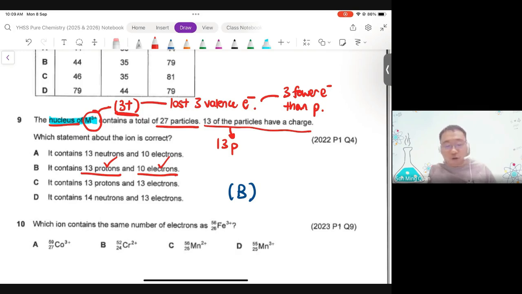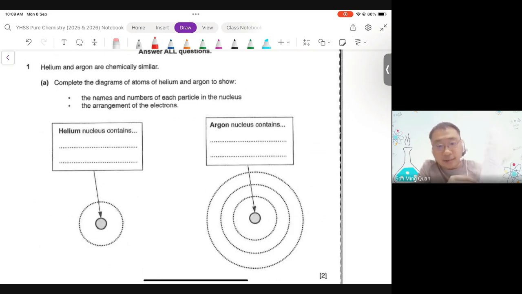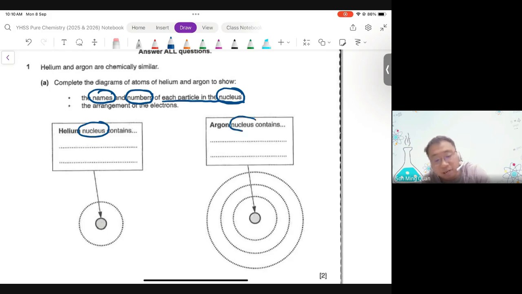Now, finally, let's move to structured questions. We're going to do the first structured question. 1A is an example of a deceptively simple question. It's deceptively simple because most students think it's very easy, but they will lose marks here and there. Why? You need to read the question carefully. Now, they're asking about helium and argon, right? So they want to complete the diagrams of helium and argon to show the names and numbers of each particle in the nucleus. Hello? It's the nucleus.